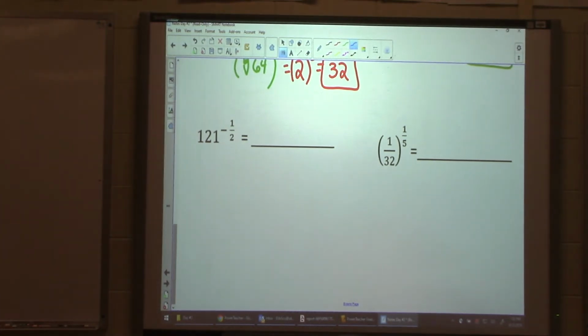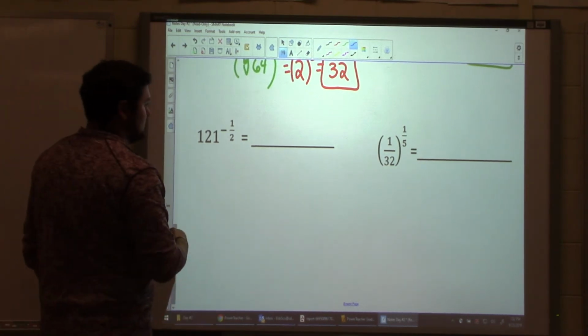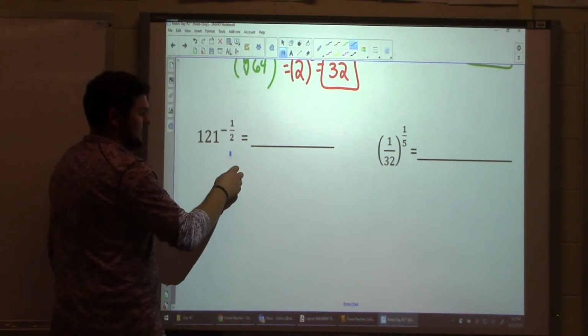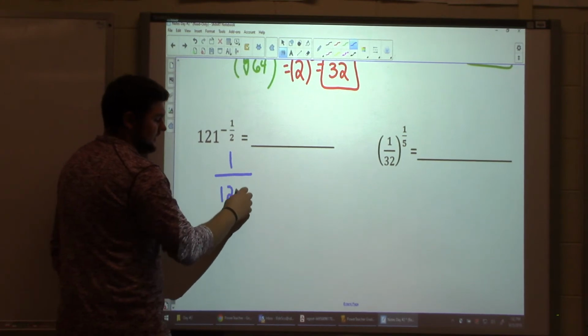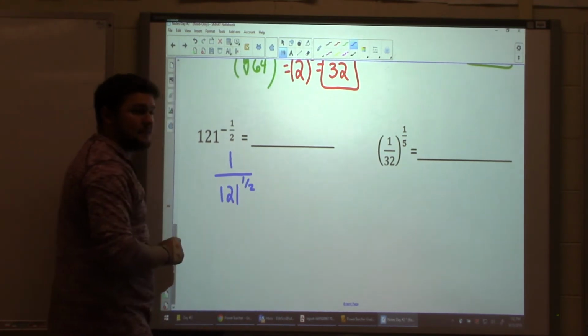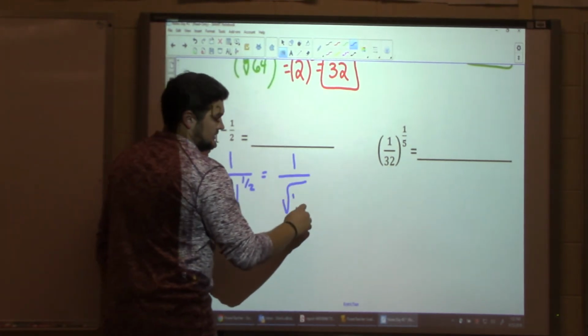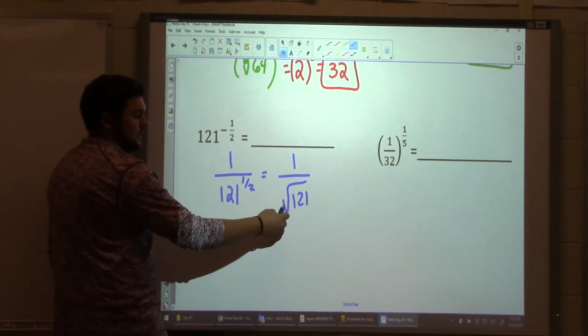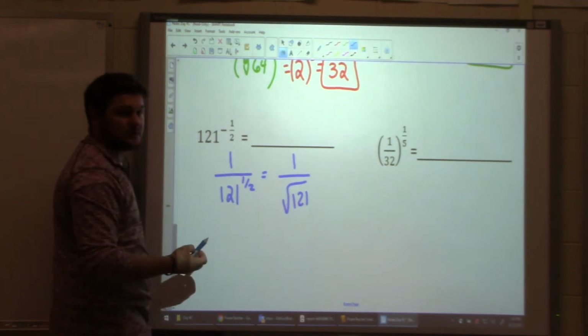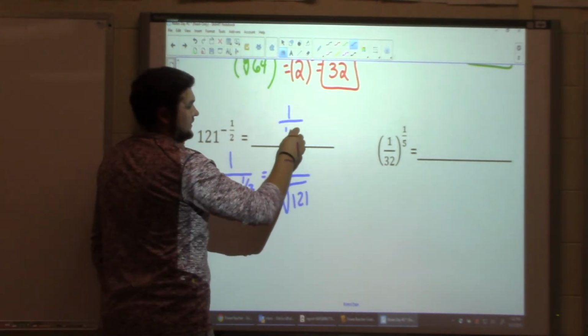121 to the negative 1/2. Cool, what's the first thing I had to do? Make the exponent positive, so put it in the denominator. 121 to the 1/2 power becomes 1 over the square root of 121, right? It's the second root, 121 to the first. 1 over 11.